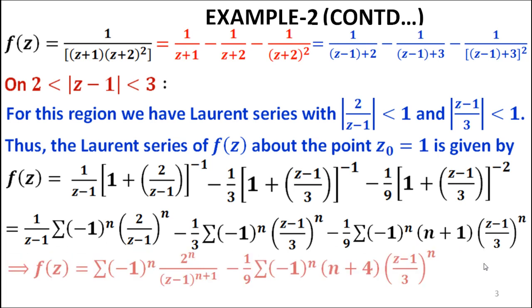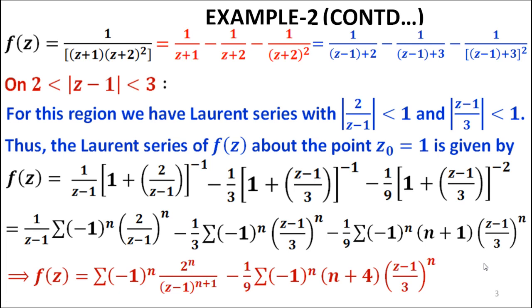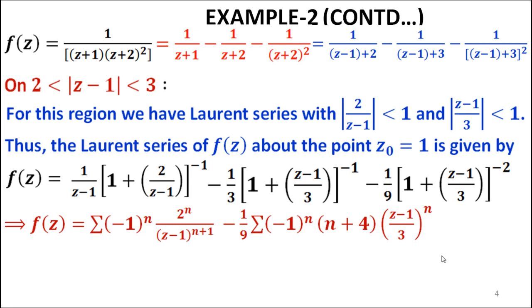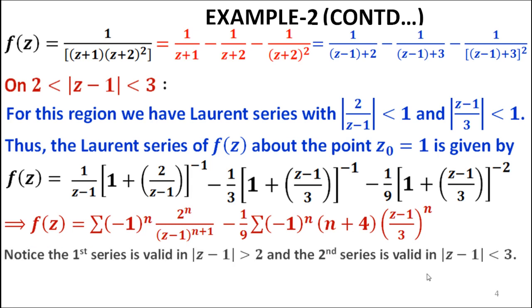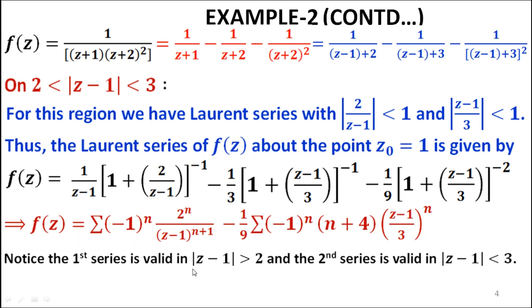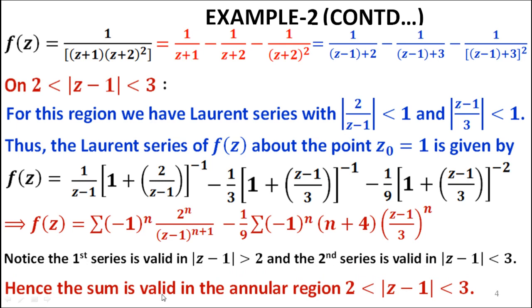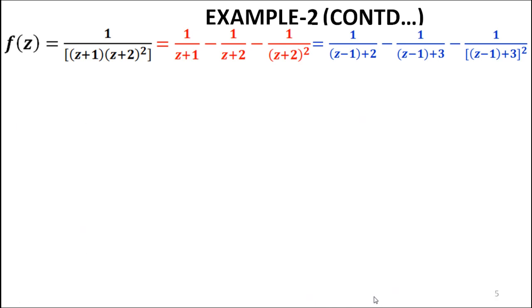So simplifying the terms, we have this step, my dear guys. Please simplify and verify yourself. So now the condition of validity of this Laurent series expansion is, notice that the first series is valid on mod of z minus 1 is greater than 2, and the second series is valid on mod of z minus 1 is less than 3. Therefore, the sum is valid in the annular region 2 is less than mod of z minus 1 is less than 3. Now coming to the third region, mod of z minus 1 is greater than 3.